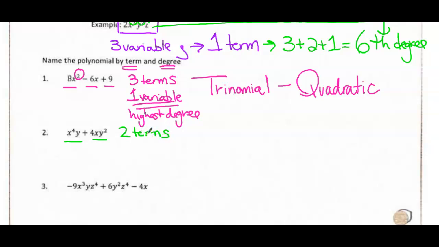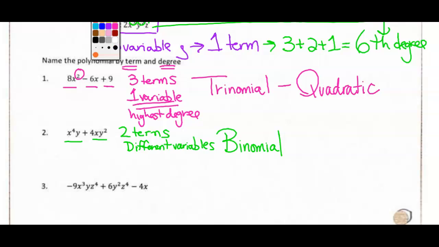And there are different variables. Now, because there are different variables, I am not going to just pick the highest degree. So this is that exception to the rule at the top. If there are 2 terms and we want to name this by term, 2 terms is called a binomial.